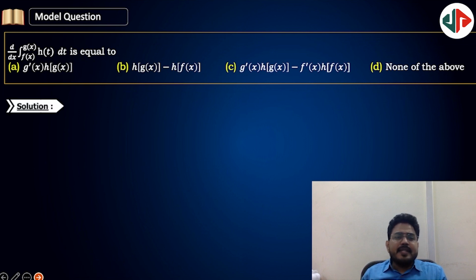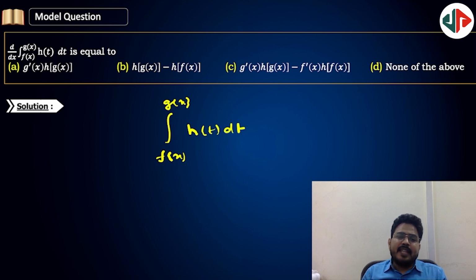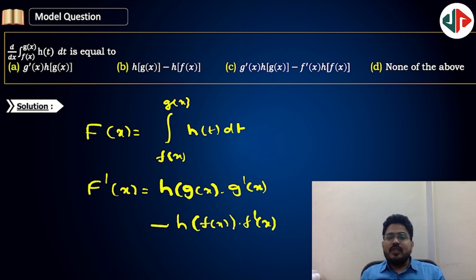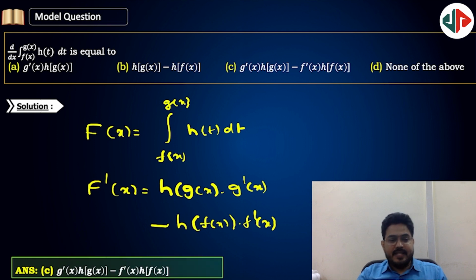Yes, the function is there like integral from f of x to g of x of h of t dt. This function outcome is, let us say, f of x. Now what is f dash of x? Derivative of the integration: just substitute g of x in h, into the derivative of this, g dash of x, minus you substitute h of f of x into f dash of x. So where is the answer? The answer is equal to C.